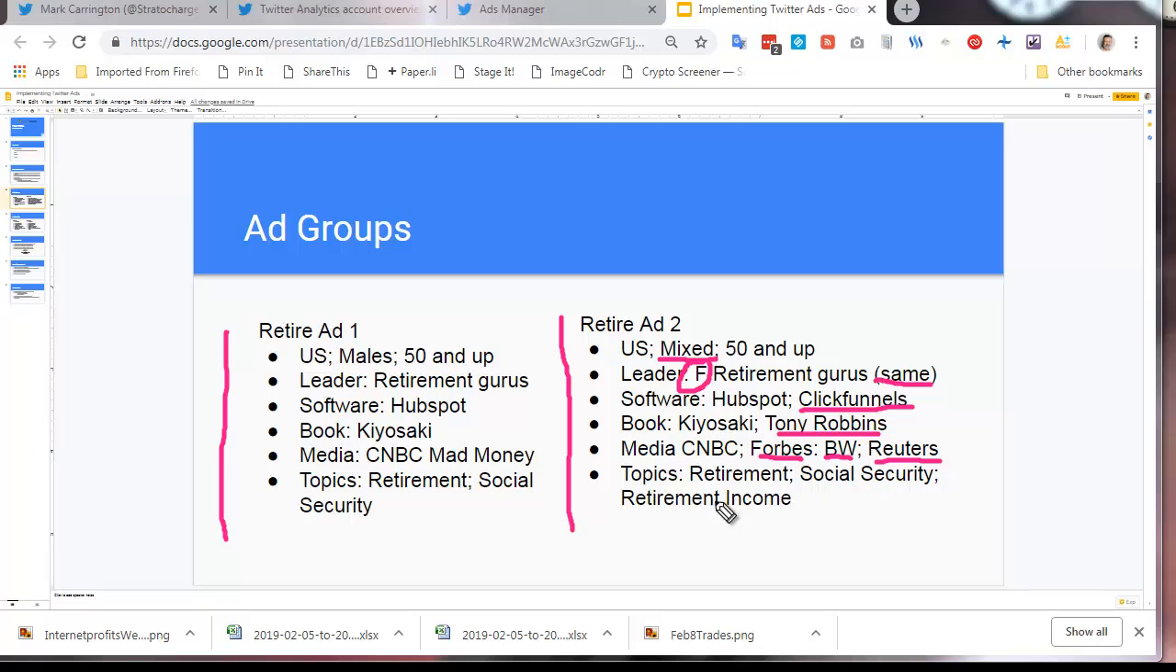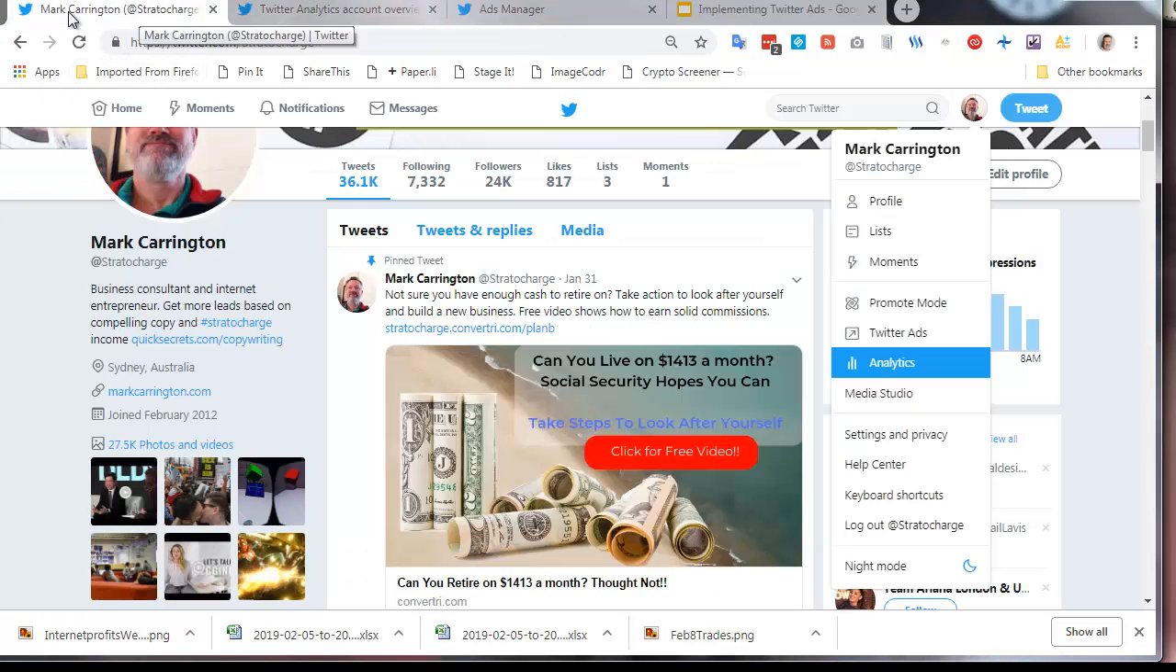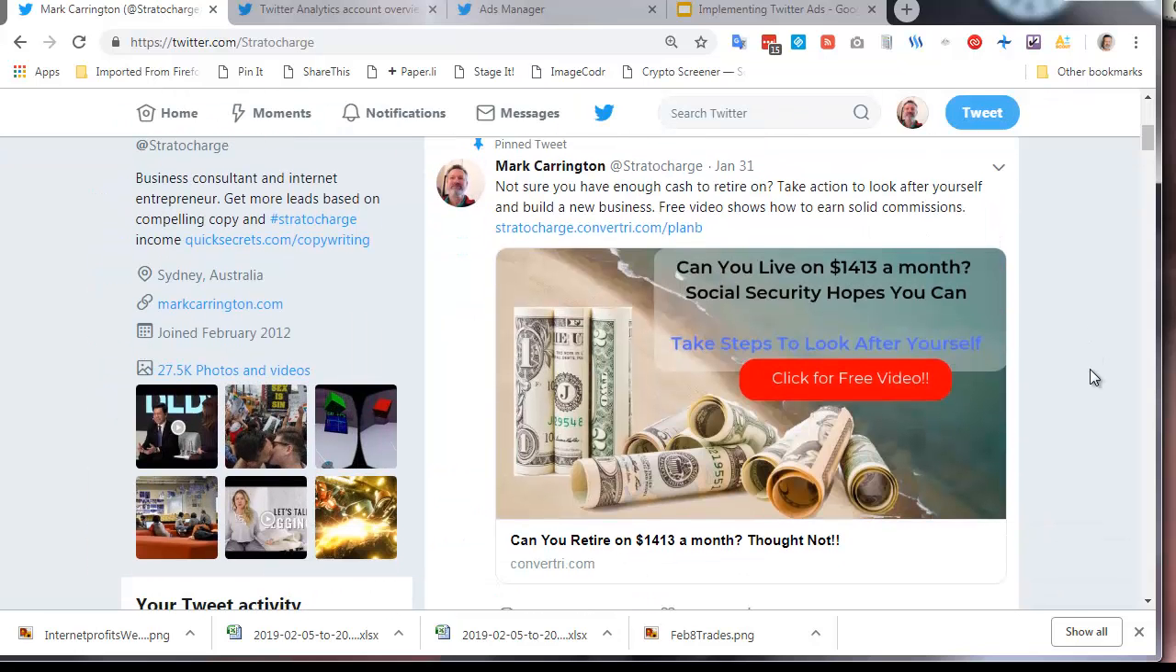And then for topics, I just added in these two words here based on some keyword research that I did for retirement income. So let's have a quick look at results. So the results, we go to the way to get to results. This is my profile. I'll just talk about the copy. So here's a copy.